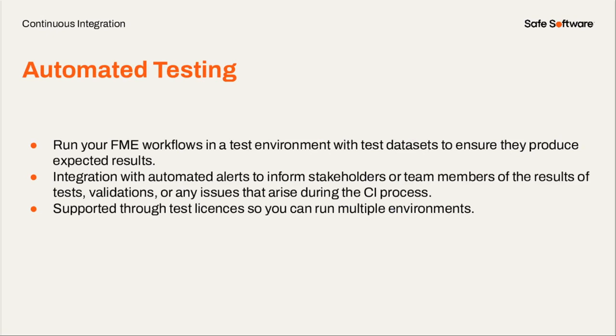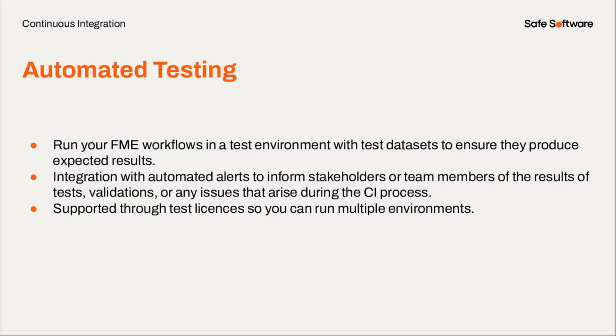The next up is the automated testing. This is a really important part of continuous integration, and this could fall under continuous deployment as well. But imagine you've built your workspaces in development. You want to move them up to staging. How do you check that things are working?